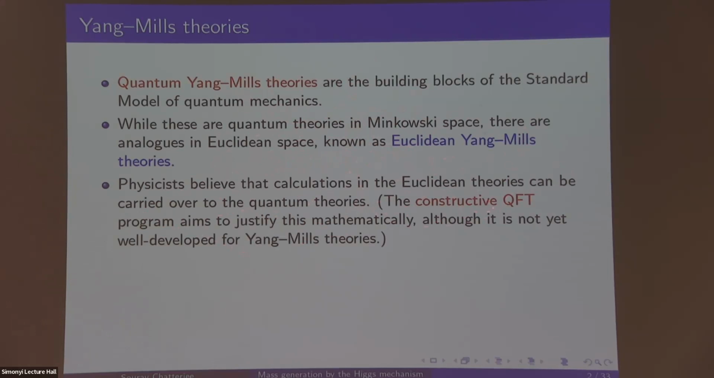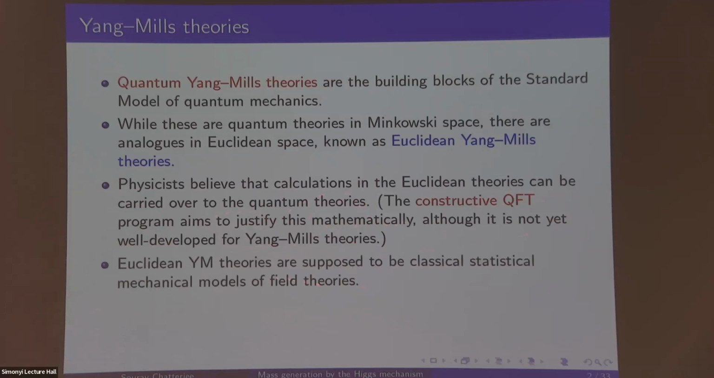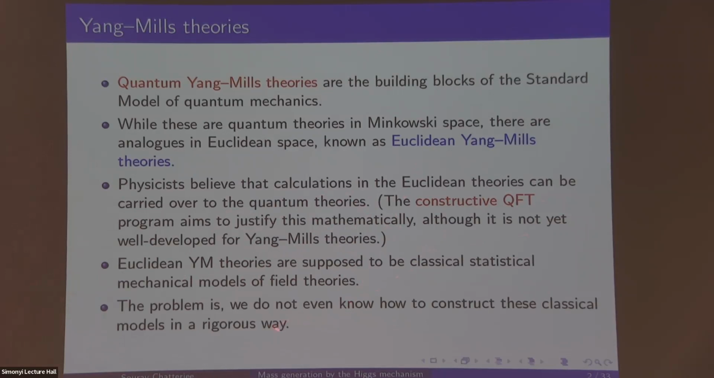So this is a whole constructive QFT program which aims to justify this mathematically, although it's not fully developed for Yang-Mills theories. And these Euclidean Yang-Mills theories are supposed to be classical statistical mechanical models of field theories, which make them probability models. And the problem is that in the continuum, we don't even know how to construct these classical theories in a rigorous way, mostly. And for most of these theories, we don't know.